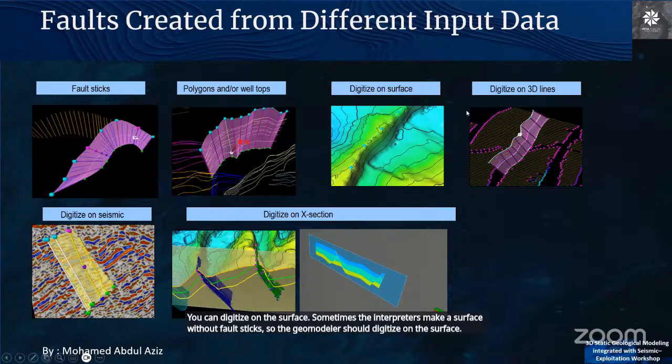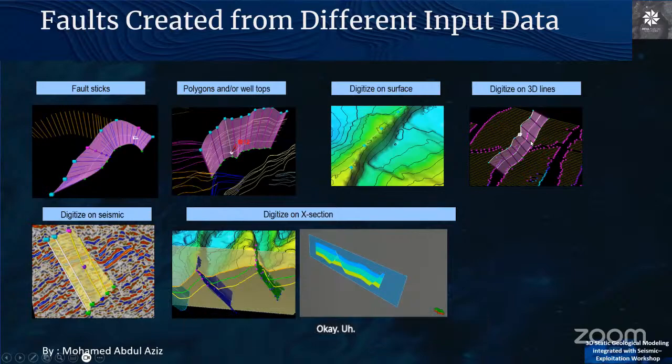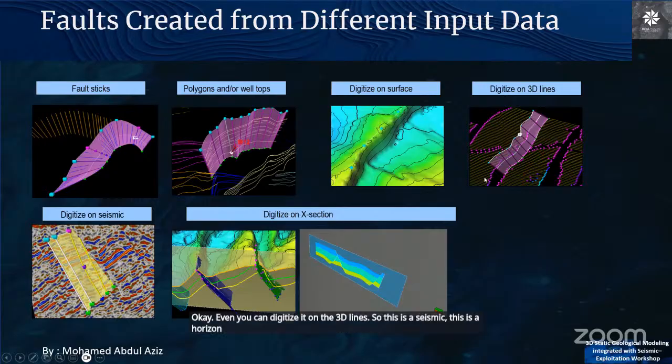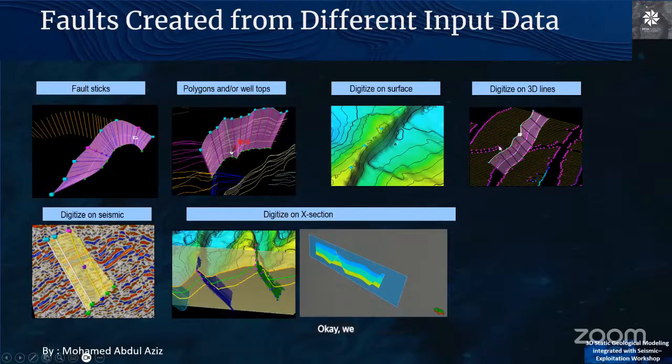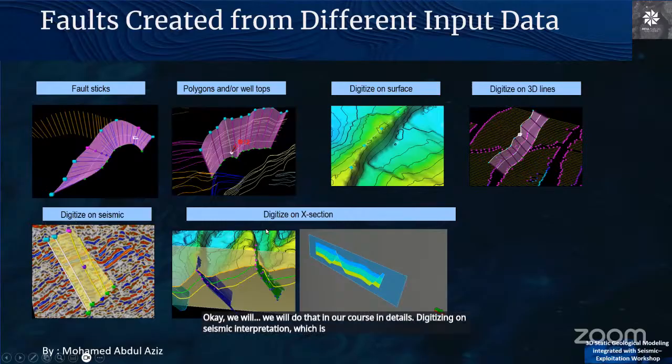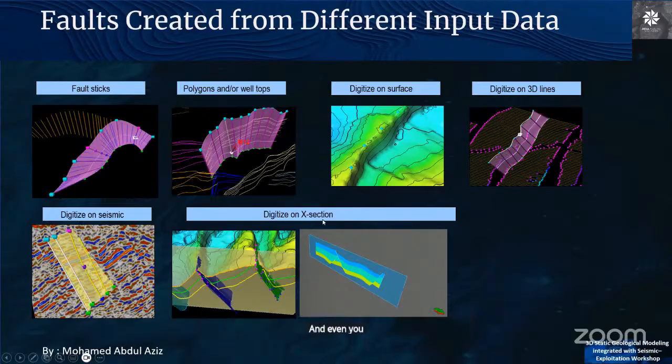Okay. You can even digitize it on the 3D lines. So this is a seismic, this is a horizon interpretation, and this is the gap, and you already pick the pillars. Okay, we will do that in our course in detail. Digitizing on seismic interpretation, which is a normal part, and you can even digitize it on cross sections after cutting through intersection lines.